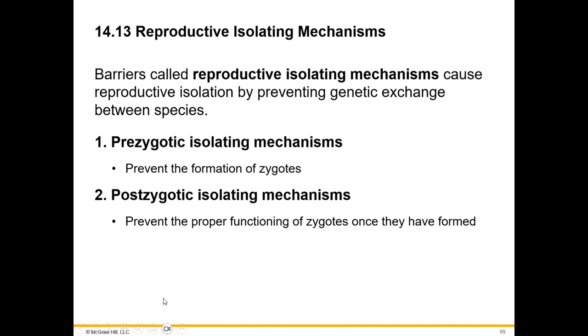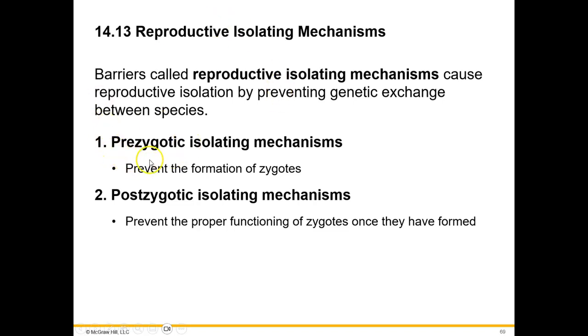When we talk about barriers to reproduction, they are called reproductive isolating mechanisms because they're isolating the pool that is able to reproduce within a population. This causes reproductive isolation by preventing genetic exchange between species. And we've got two mechanisms for that: pre-zygotic isolating mechanisms and post-zygotic isolating mechanisms.